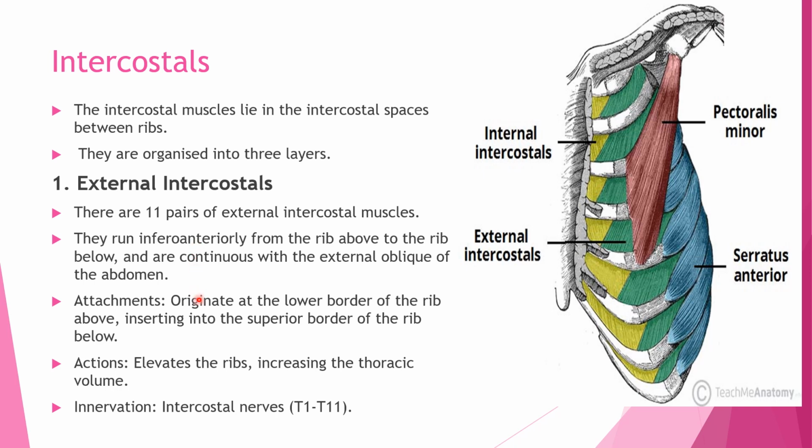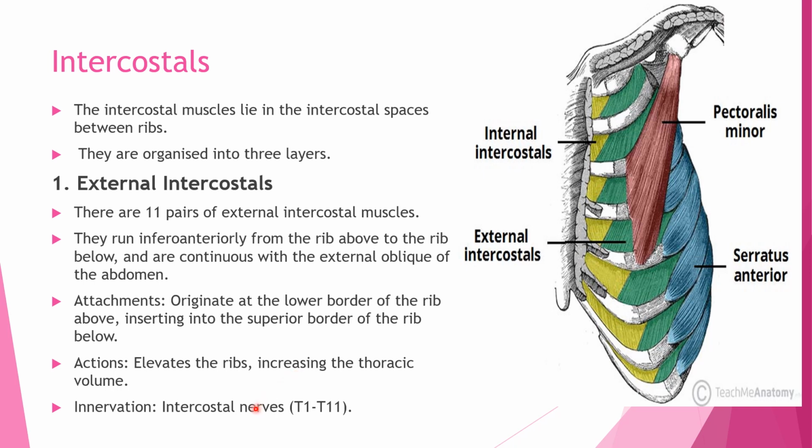They start from the above rib and attach to the rib below and run in the inferior anterior direction and continue with the external oblique muscle of abdomen. This is the external intercostal. They start from the lower border of the above rib and attach to the upper border of the below rib. They run inferior anteriorly. The action is elevation of rib cage during respiration.